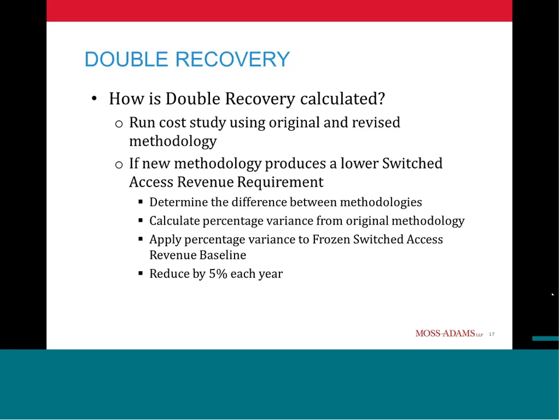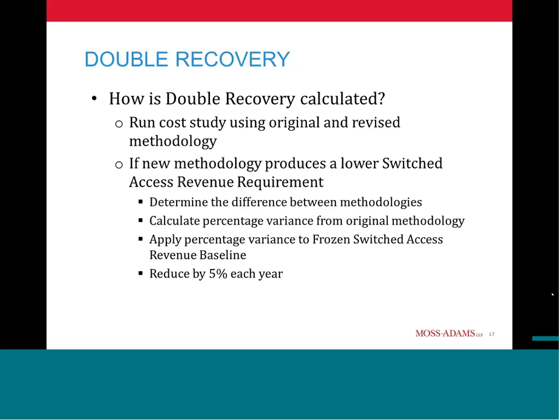First, you have to have two different cost studies to compare to each other. So you use the current year cost study, or whatever year you're analyzing the double recovery on. So you'll run the cost study once using the original methodology and a second time using the revised methodology. So if the new methodology or the change that you've made produces a lower switched access revenue requirement, you may have double recovery because you're seeing costs shifting from switched access likely to a different service or rate element.